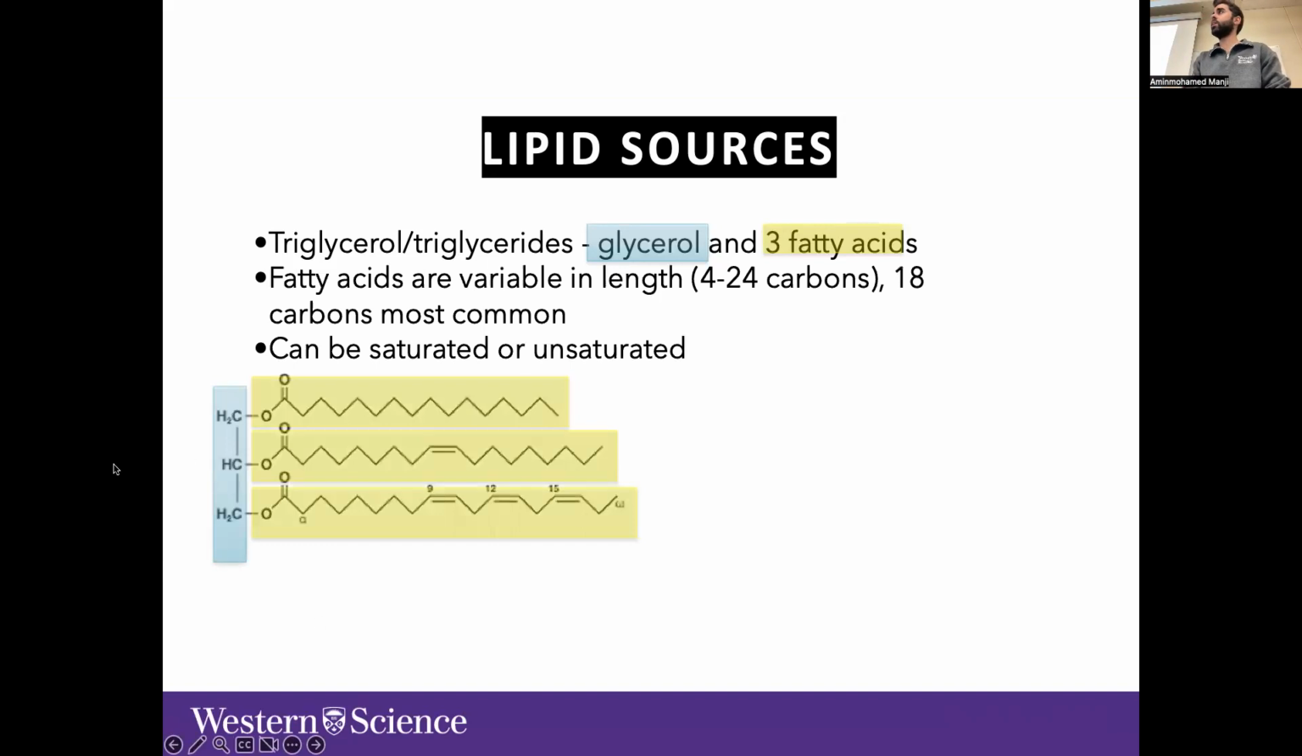Okay, so here is a triglyceride. It has a glycerol backbone, which is these three carbons over here, and three fatty acids. That's why you get the name triglyceride, tri for the three fatty acids. Ultimately, we want to break these down into small units that can be absorbed into the body.